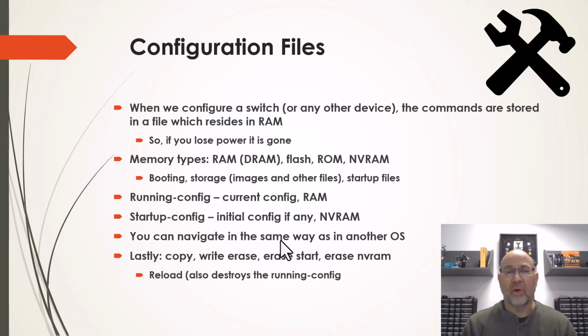All right, so RAM is where we will load the operating system. And then you've got various flavors of storage where we have the image. The iOS is stored in an image file. You can also store other things, versions of configuration files, and then of course our startup files. The main files that we want to remember right now are the running config and the startup config. That's the one that is going to be there when the switch reboots.